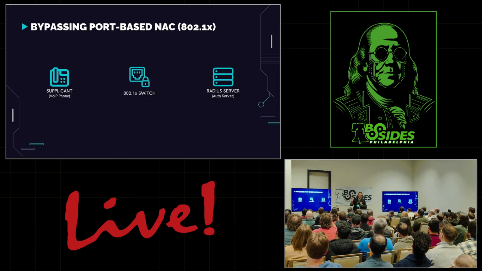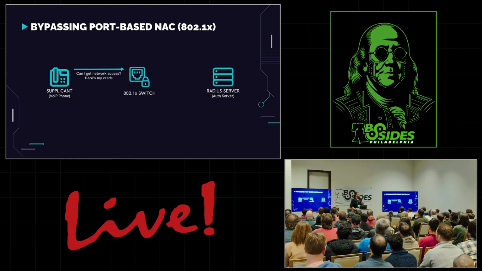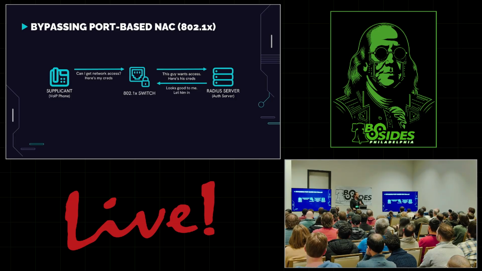So here's a little diagram to help explain that better. We have a supplicant, which is our IP phone. It talks to the network switch through the wall. It says, hey, I want network access, here are my credentials. The switch forwards that along and says, this guy wants network access, here's his creds. The RADIUS server processes them, responds and says, looks good to me, let him in. And the switch says, you're good to go. And then network access can proceed.